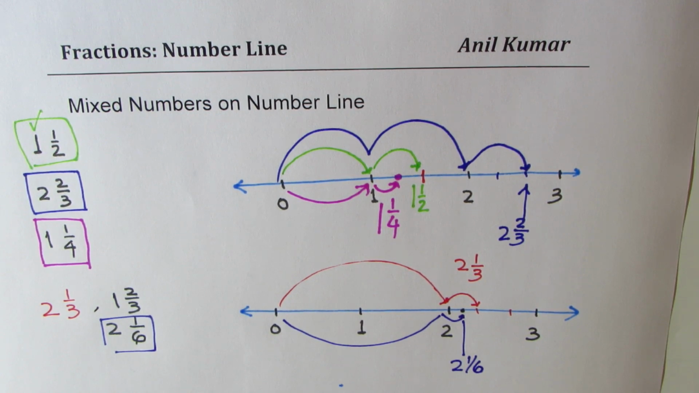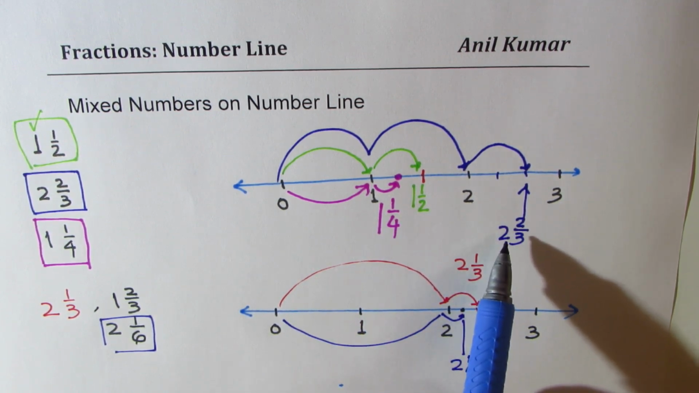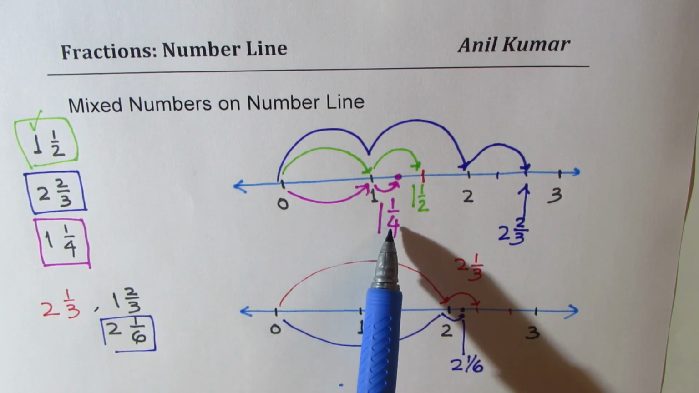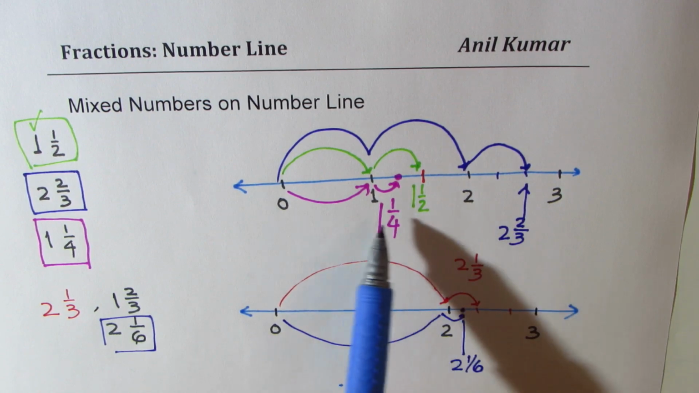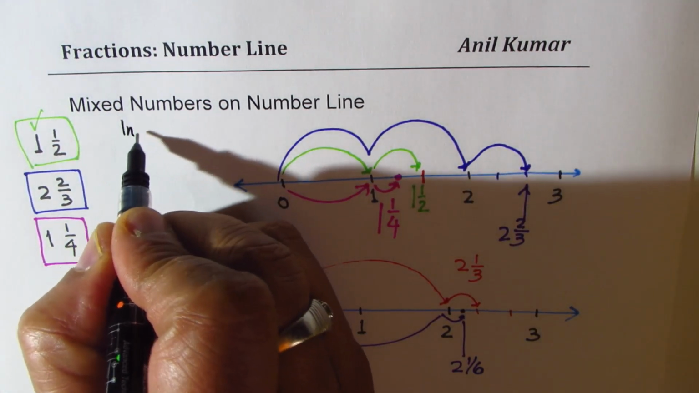So let's now see. Once we have arranged the numbers, can you put them in increasing and decreasing order? Well, clearly, here 1, 1 over 4 is the lowest and 2, 2 over 3 is the highest. So increasing order is, let me write down.